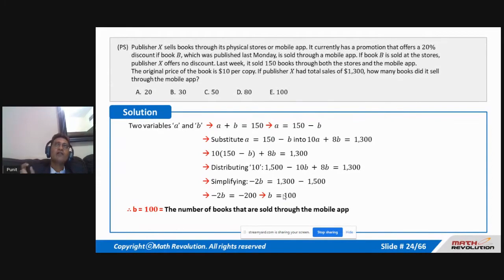The equation that we have is 10A plus 8B equals 1,300. It's a linear equation in two variables. If I substitute the value of A in terms of B or B in terms of A, I can get those values. That should not be a real hassle for any GMAT aspirant, because it's one of the very basics. So the final answer is 100, E.